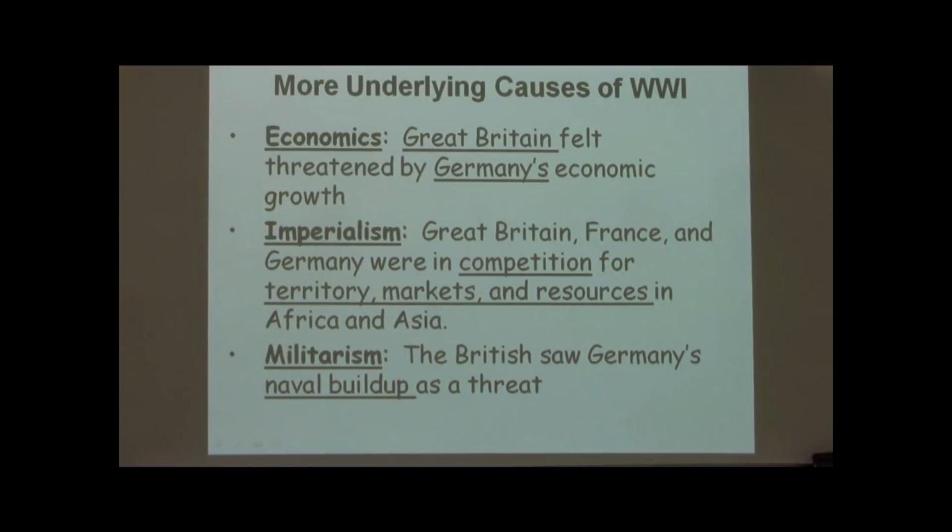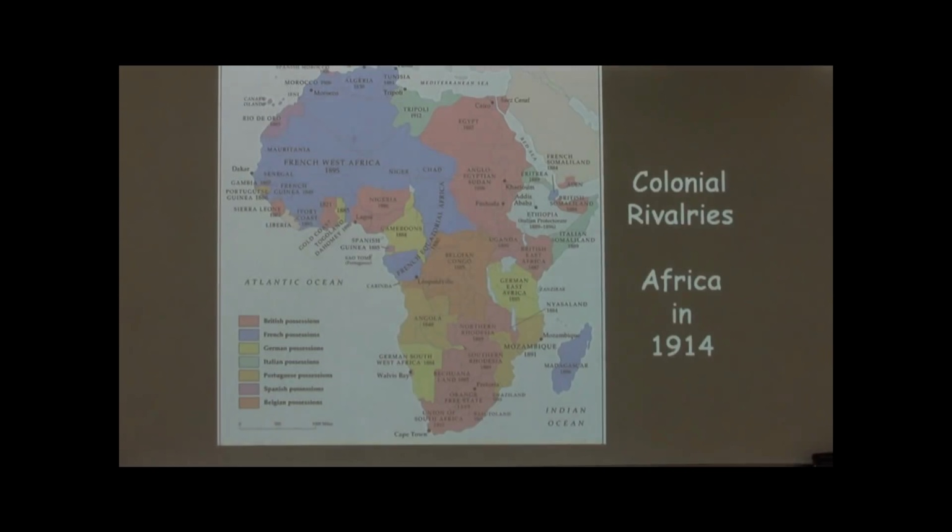And another cause was militarism. The British saw Germany's naval buildup as a threat. Not only that, but militarism was a result of imperialism because these countries felt like they needed to protect their territories, and so they also built up their military. So here we see the colonial rivalries in Africa, and you can see here how Africa has been carved up.